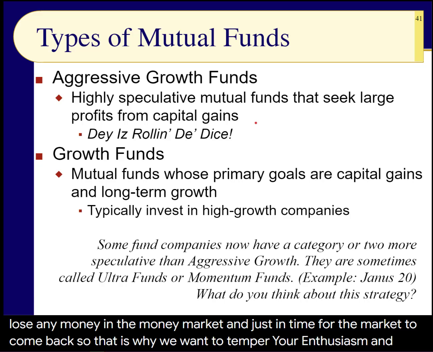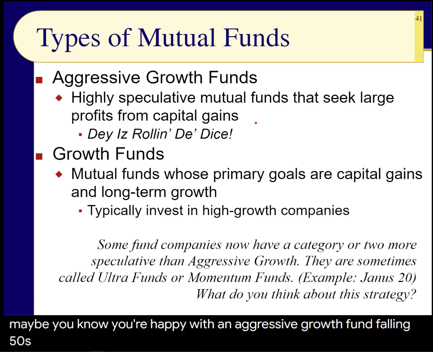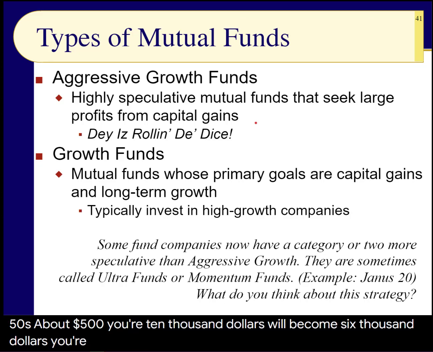And maybe you're happy with an aggressive growth fund falling 50, 60%. Remember, your $1,000 will become $500. Your $10,000 will become $6,000. Your $100,000 will become $55,000.